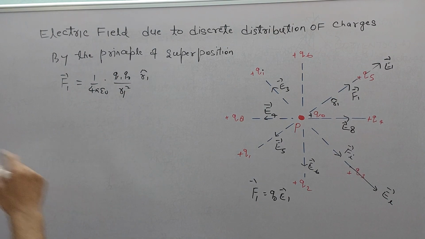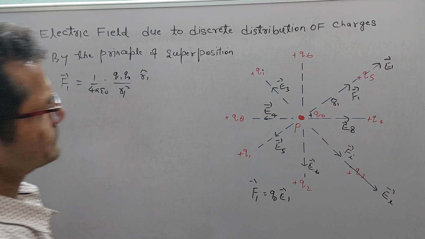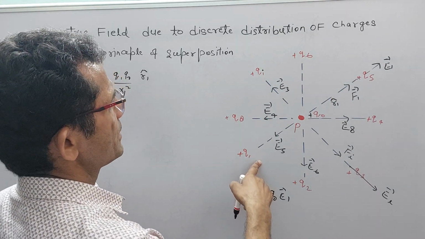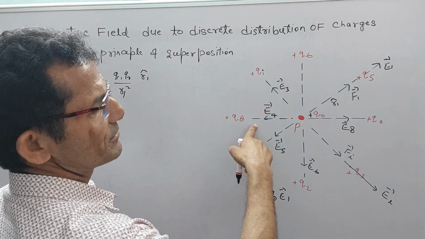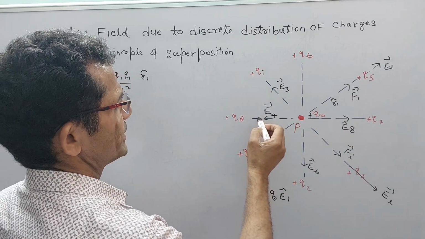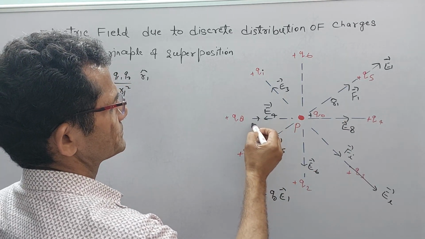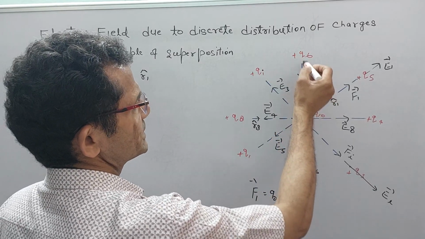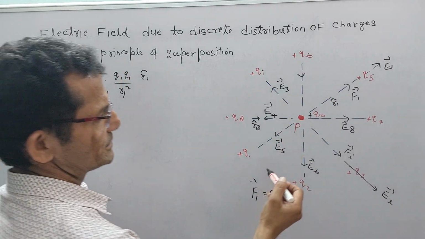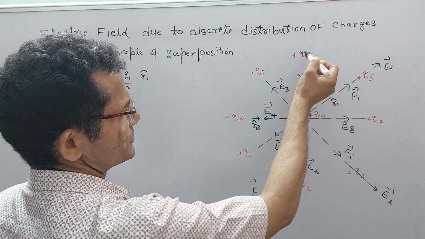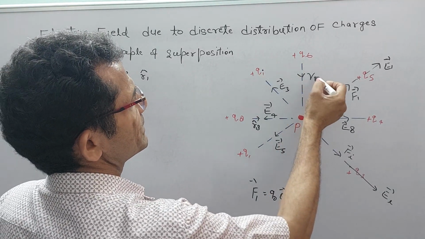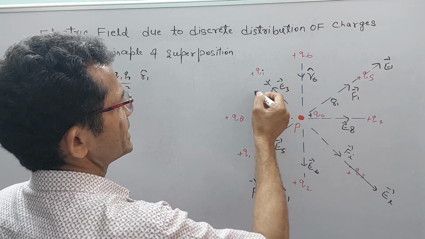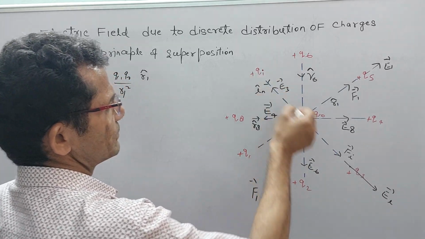Now similarly, this is Q8. Its direction will be along this one, R8 cap, and so on. The force or electric field produced by Q6 is along this one, so the direction will be R6 cap. In this way, for the ith particle, R ith cap is the unit vector along this direction.